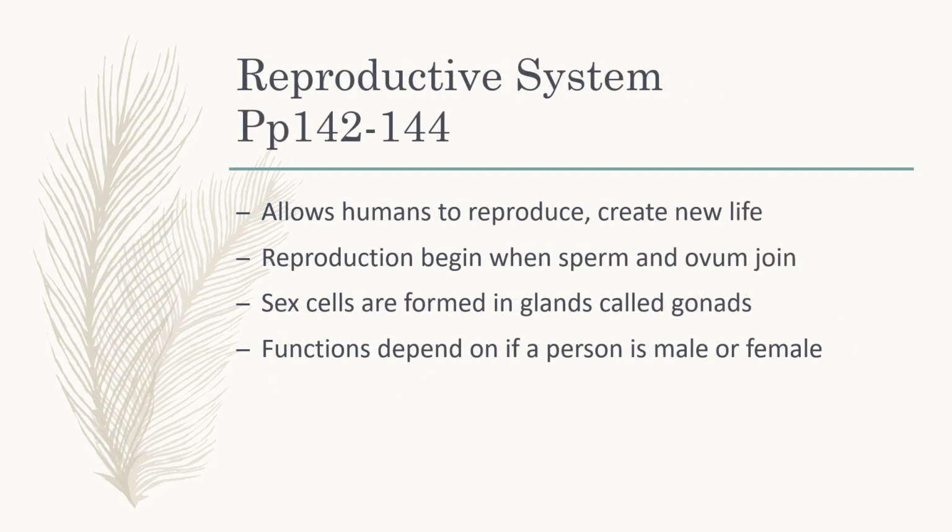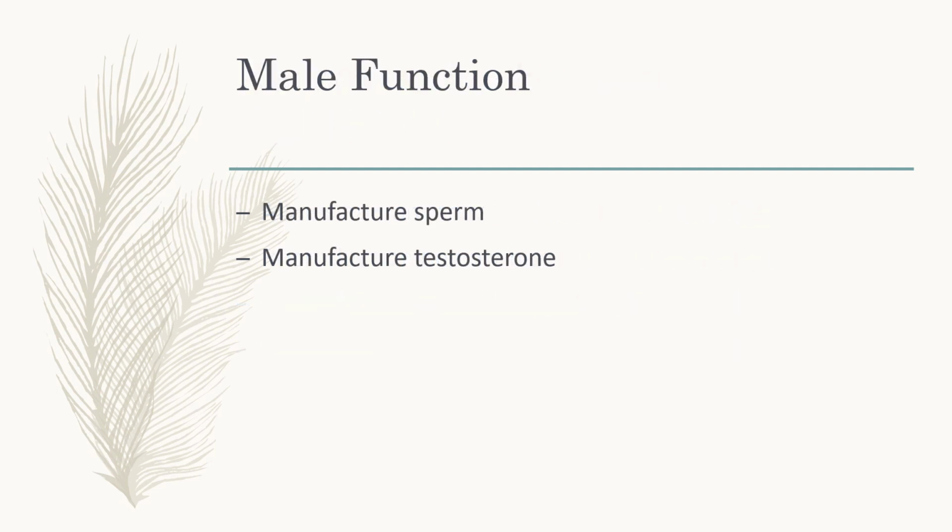Your reproductive system allows humans to reproduce. Reproduction begins when sperm and ovum join. Your sex cells are formed in the glands called gonads. And the function depends on if a person is male or female. So the male function is to produce sperm and testosterone.